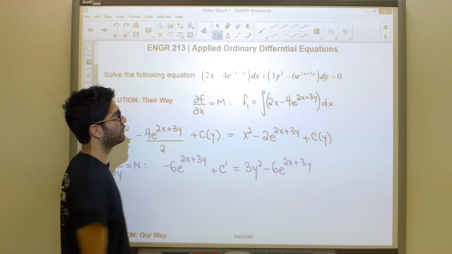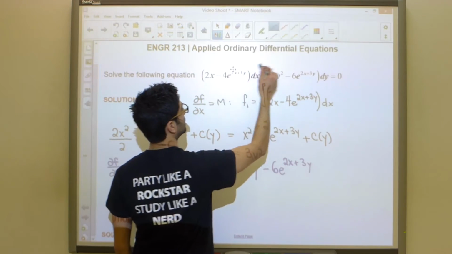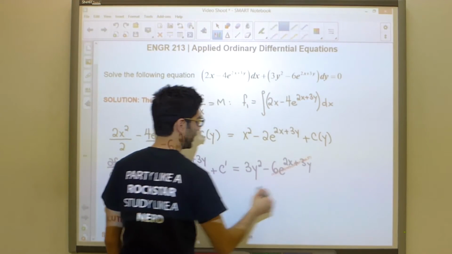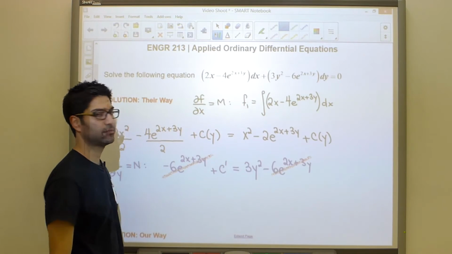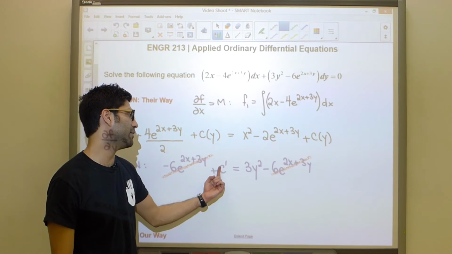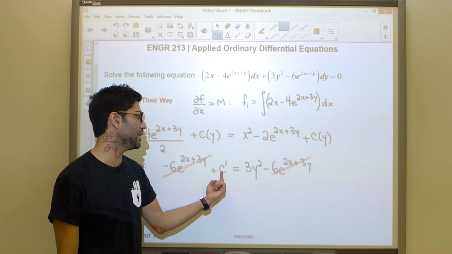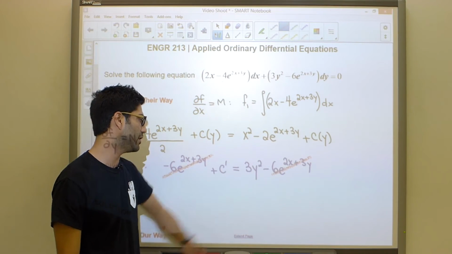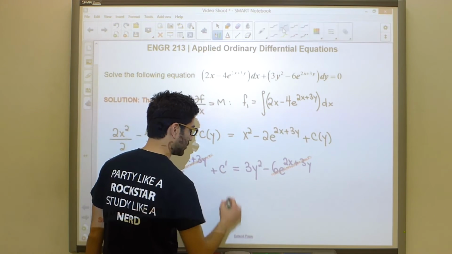So staring at this for a few seconds, you're going to realize that these guys cancel out. And in order to solve for c, if the derivative of c is equal to this, then c would be the integral of this piece here. And hopefully this is simple enough for us to just do in our heads.